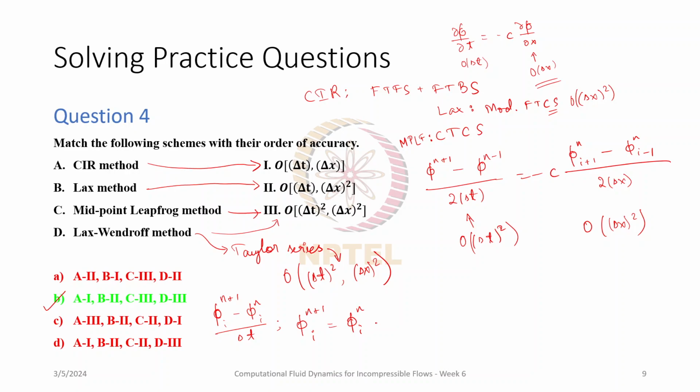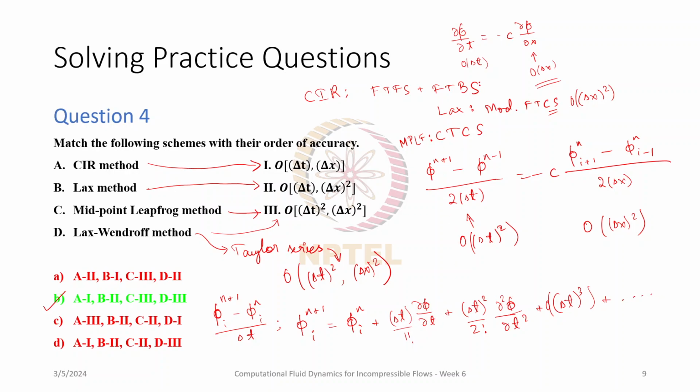If we expand this n plus 1 term in its Taylor series, this becomes phi i at n plus delta t into the first derivative, plus delta t squared over 2 factorial into dou 2 phi dou t squared, plus higher order terms which are third order accurate. Okay, so this is the order of the next terms.